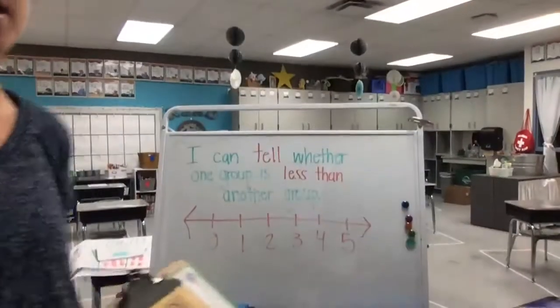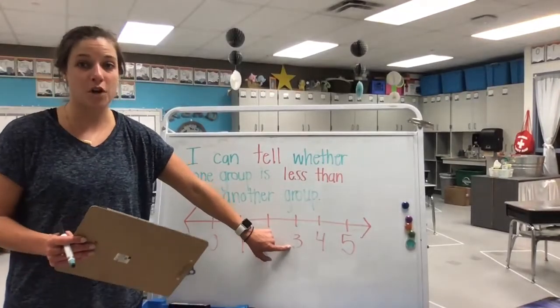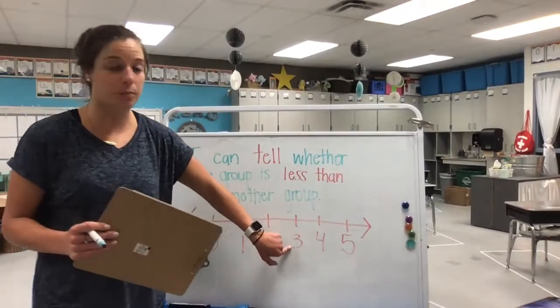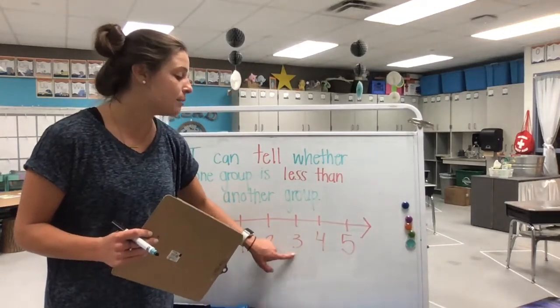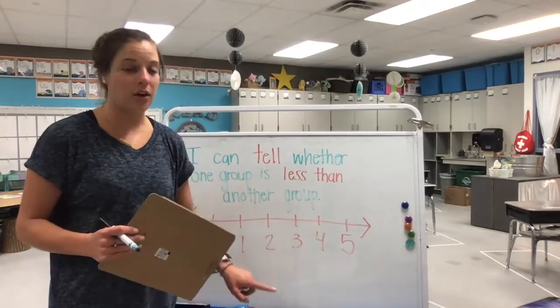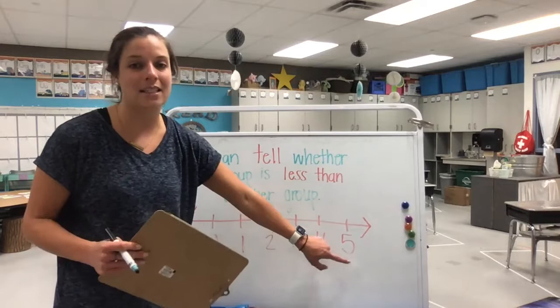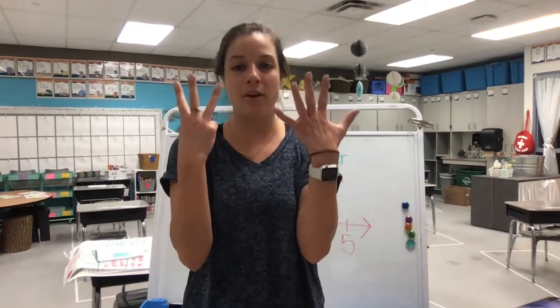We know that because looking at our number line, 3 comes first. We turn 3 years old before we turn 5 years old. So we know that 3 is smaller or less than 5. Let's say that together. 3 is less than 5. Good. Now let's show it together on our fingers. Show me 3 on one hand and 5 on another.